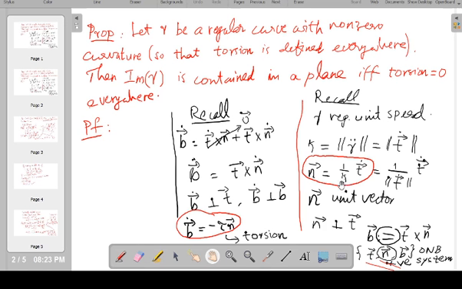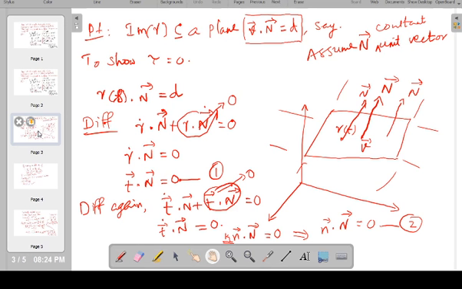So these things you know. And now we will prove this proposition. Okay, so proof of proposition. Assume that image of gamma is contained in a plane.